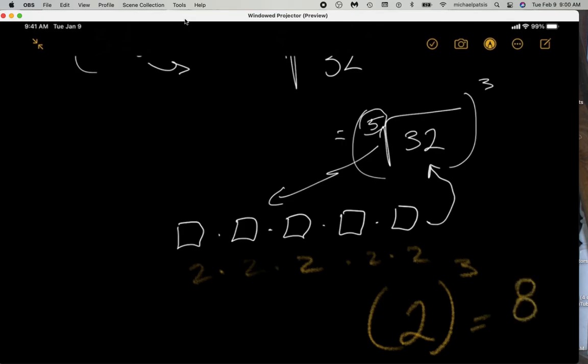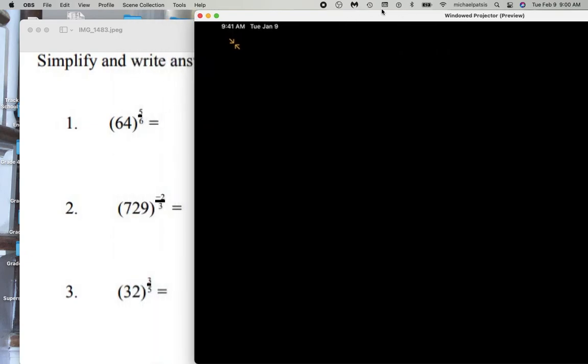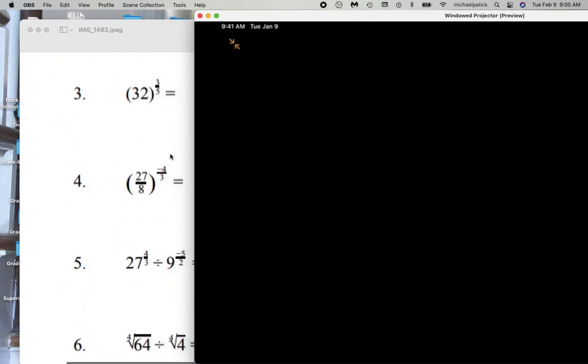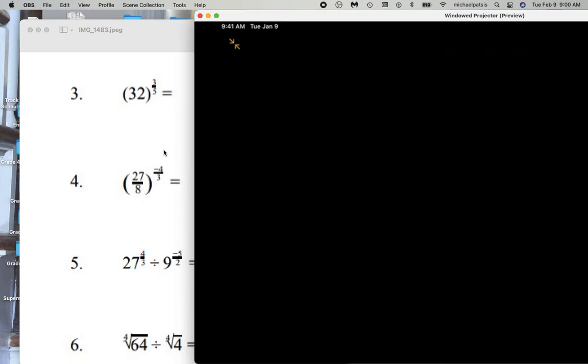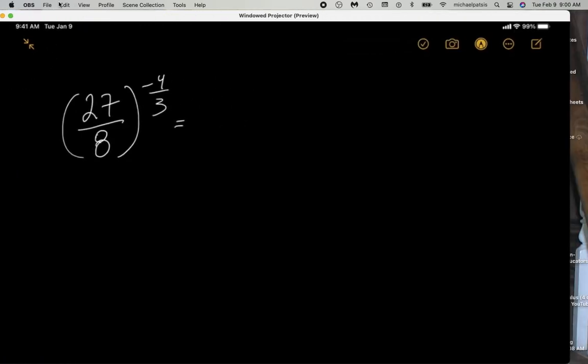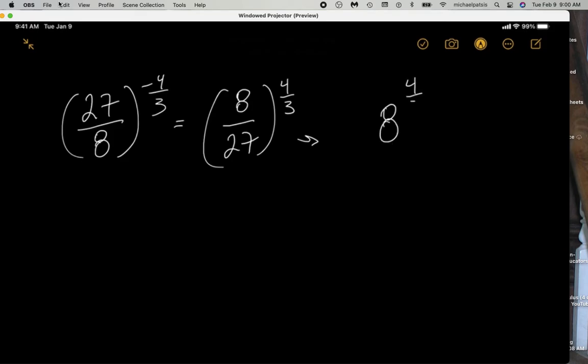Let's go to the next one. We have 27 over 8 raised to the -4/3. First thing we do when we see a negative exponent, we flip what's inside. We change the exponent to its positive version, and we apply the power rule.